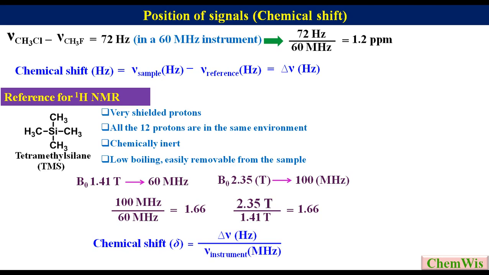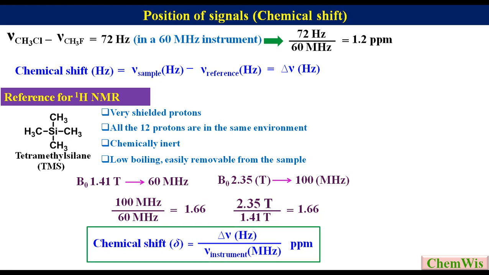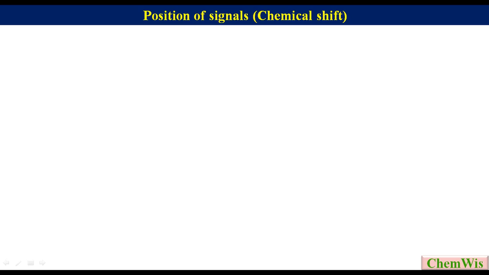Since the shift is in Hertz while the instrumental frequency is in megahertz, the value of chemical shift delta will be in ppm. The value of chemical shift in ppm is independent of instrumental frequency. Now let's solve a few problems based on this formula.